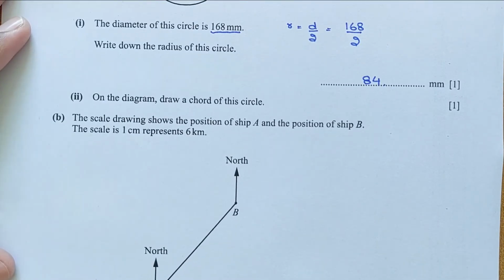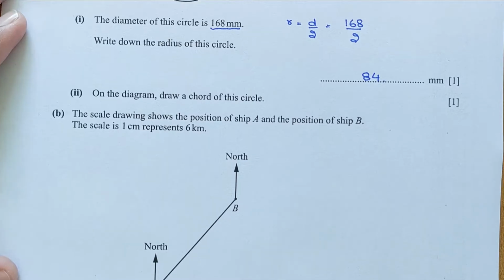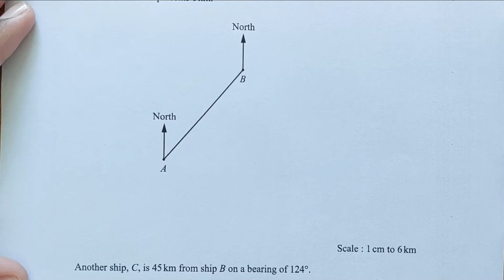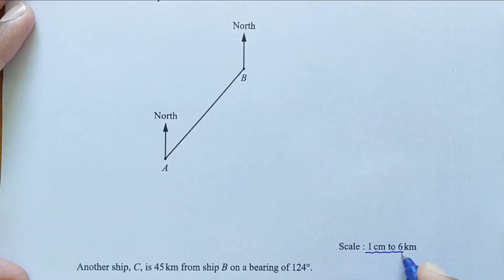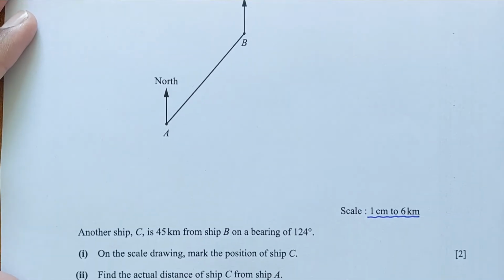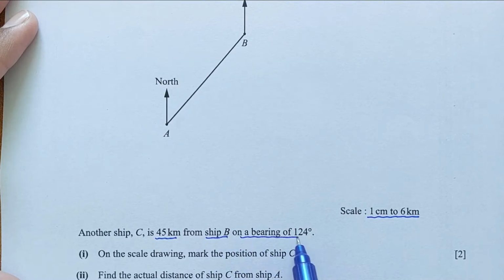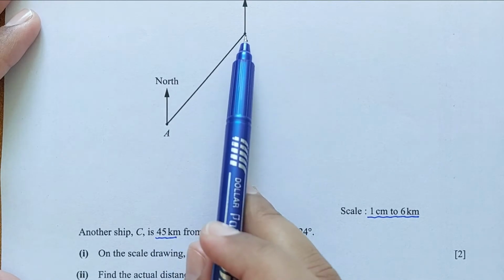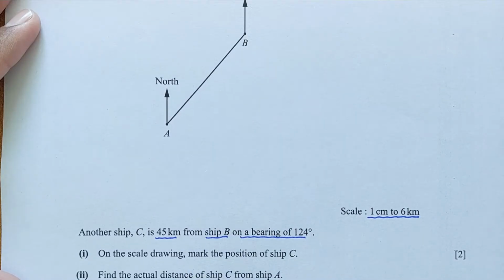Now for part B, the scale drawing shows the position of ship A and the position of ship B. The scale is 1 centimeter represents 6 kilometer. The scale we have given. 1 centimeter is equivalent to 6 kilometer according to the scale. Another ship C is 45 kilometer from ship B, on the bearing of 124 degrees.